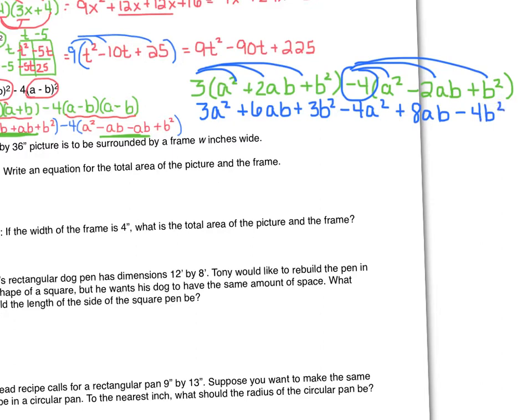Okay, let's look for our like terms. So I have 3a squared minus 4a squared, so that's going to give me negative 1a squared. I have a 6ab and an 8ab, so that's going to give me 14ab. And then I have a 3b squared minus 4b squared. Again, 3 minus 4 is negative 1, so that would be negative 1b squared. So that's what your final answer would look like.